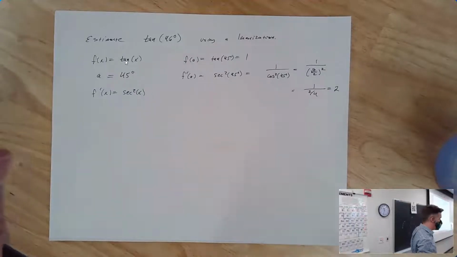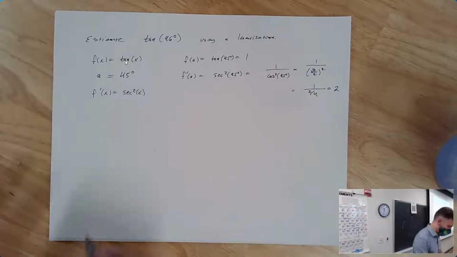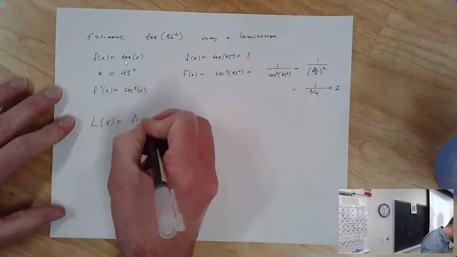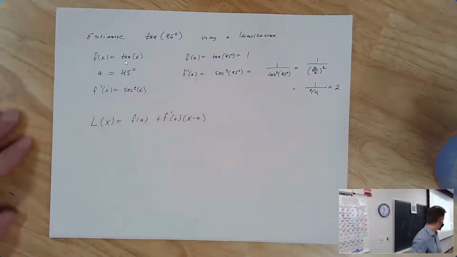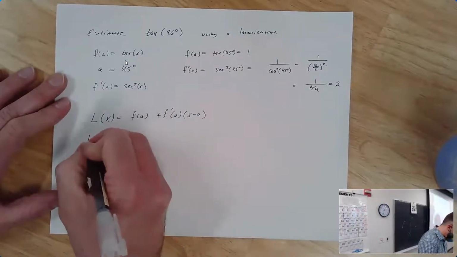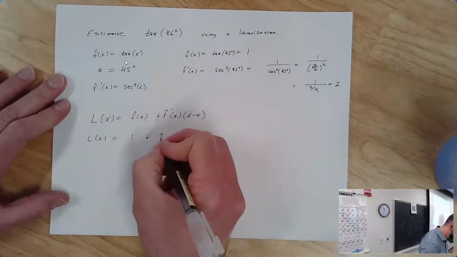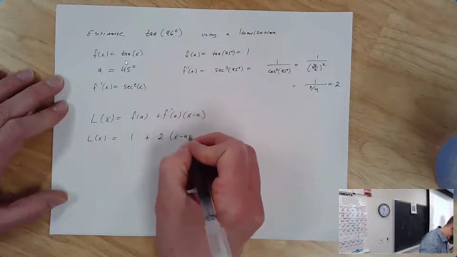So now we're going to write our equation. I'm going to warn you, I'm going to make a mistake. That's kind of the point of this problem: there's a mistake that's easy to make that we need to correct. So here's my equation. It's f of a plus f prime of a times x minus a. My f of a is going to be 1, my f prime of a is 2, and my x minus a is x minus 45.